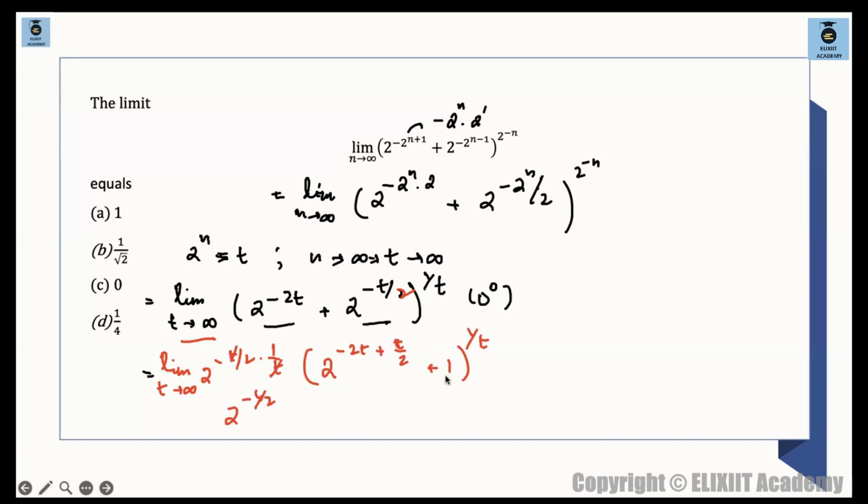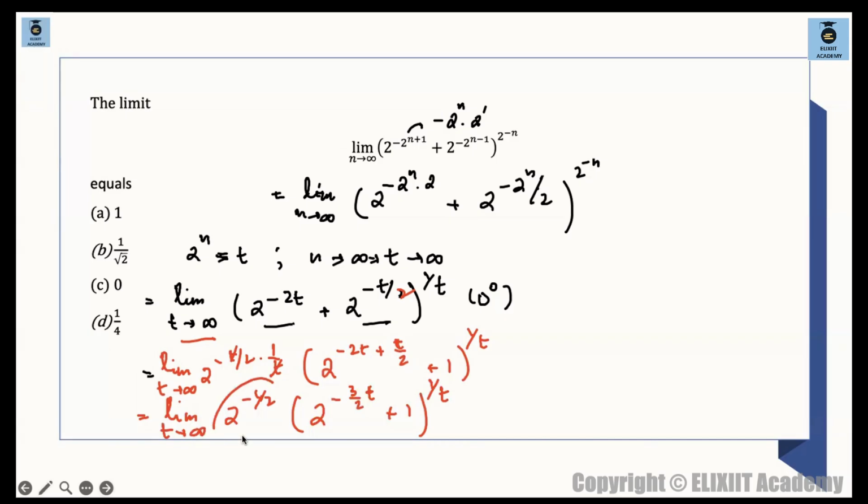Now see, the form is kind of gone. Here this will become 2 raised to the power of minus 2t plus t by 2, which is 2 raised to the power of minus 3 by 2 t. So minus 3t by 2, plus 1, hopefully I'm correct, whole raised to the power of 1 by t, and limit t tends to infinity.